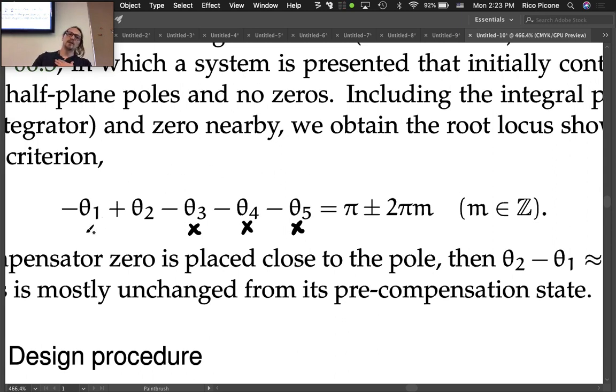This is your compensator pole, and this is your compensator 0. So they arise in the angle criterion with two different signs, minus and plus. So if their magnitudes are the same, theta 1 and theta 2, or if they're similar, then their effect is effectively wiped out, right? They're just opposite signs and similar magnitudes, so they cancel each other out.